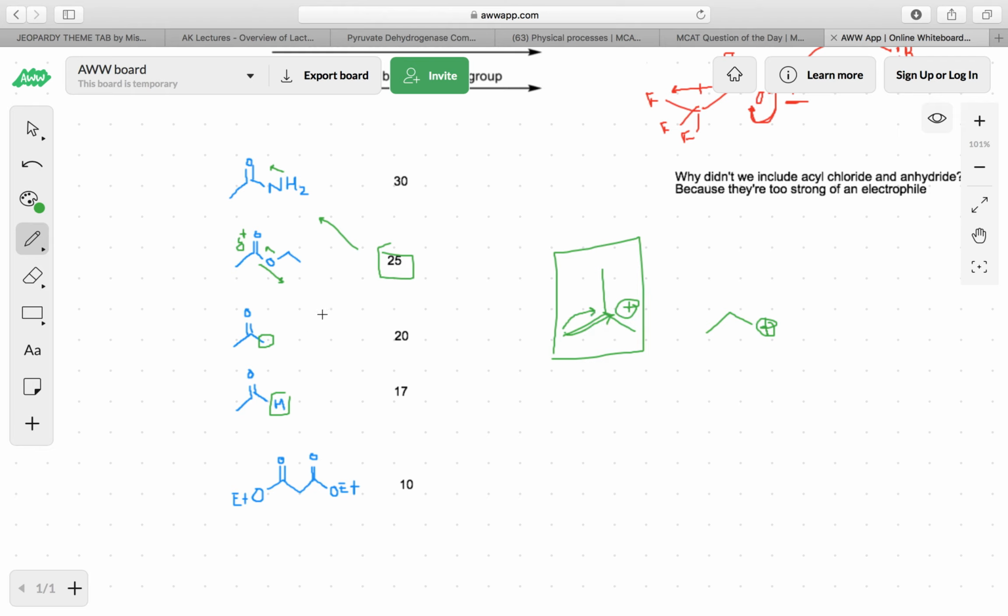From Orgo 1, we learned that the methyl group can donate electron density through hyperconjugation. And electron donation is bad. We want electron withdrawal to be a good acid. So that's why this is a worse acid than the aldehyde. And then here, this is a superb acid. It's 10 magnitudes more acidic than what's up here.